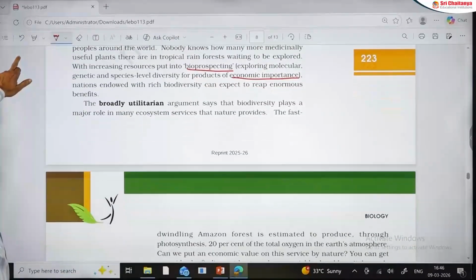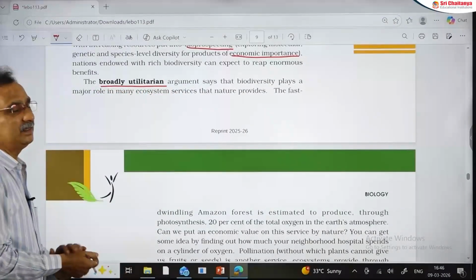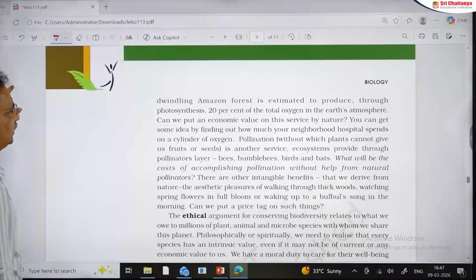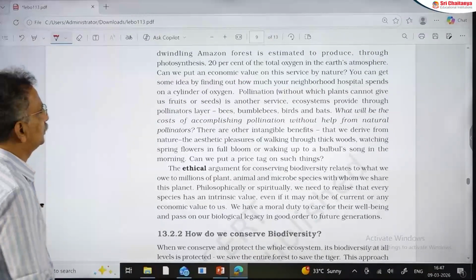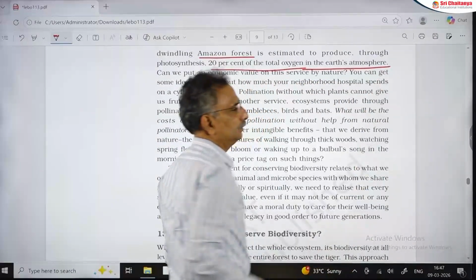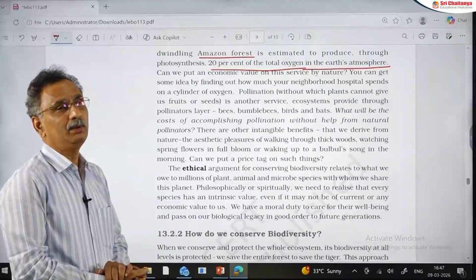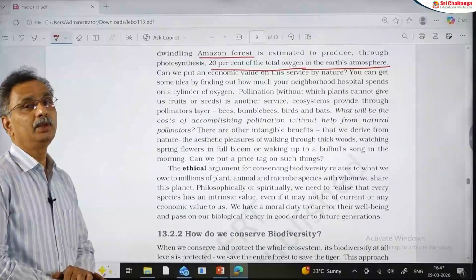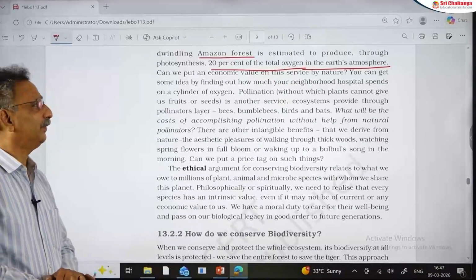And another one is broadly utilitarian. Unlike the narrow utilitarian, for the broadly utilitarian there is no price tag we can attach. Just imagine, earlier we came across that the Amazon rainforest is producing 20% of the total oxygen in the Earth's atmosphere. If this much oxygen is missing, what will be the fate of all the aerobic animals or aerobic organisms living in the world? Can't they become extinct? So there we cannot give a price tag.